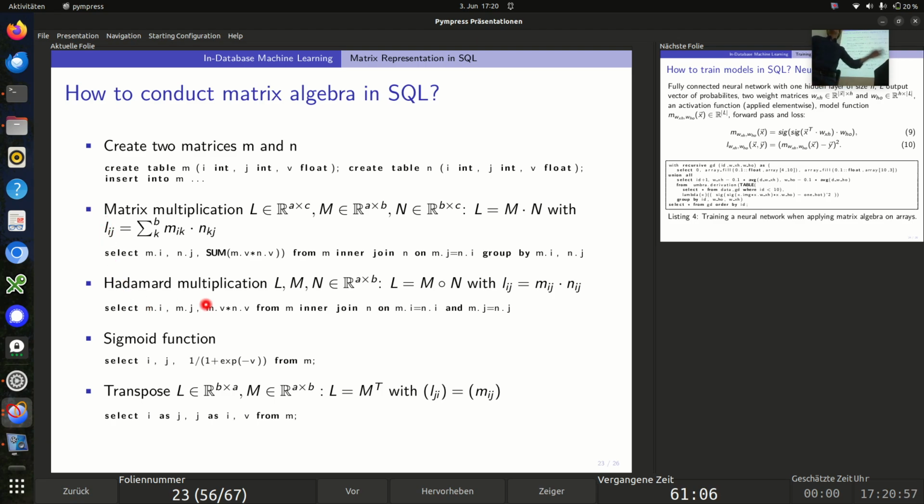Hadamard multiplication, the element-wise multiplication, is quite simple. And then in machine learning, to calculate the loss, you have the sigmoid function, which is also easy in SQL. And transposing a matrix is just renaming the indices. So you see, with a coordinate relational representation, you can quite easily deal with matrices in SQL.